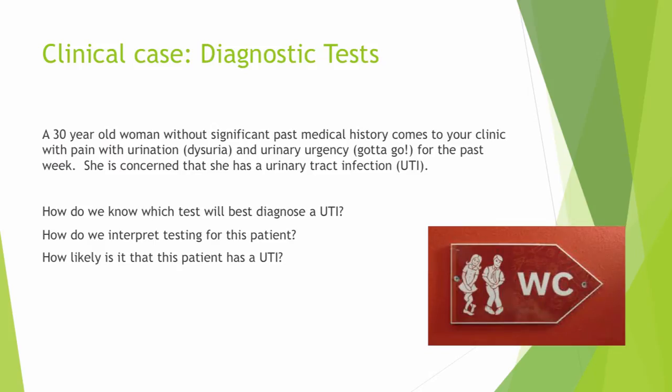We're going to use a clinical case to talk about diagnostic tests, and this is a situation that I encounter pretty commonly in clinic. We have a 30-year-old woman, and she doesn't have any significant past medical history, and she's coming in to see us with pain with urination, or dysuria, and urinary urgency. She's had this for the past week, and she's concerned that she has a urinary tract infection, or UTI.